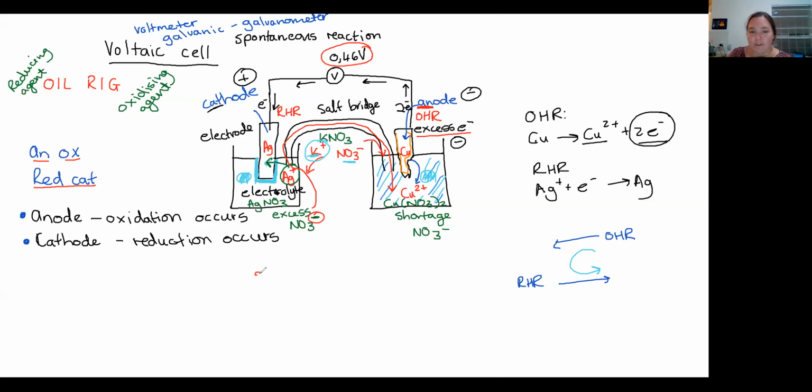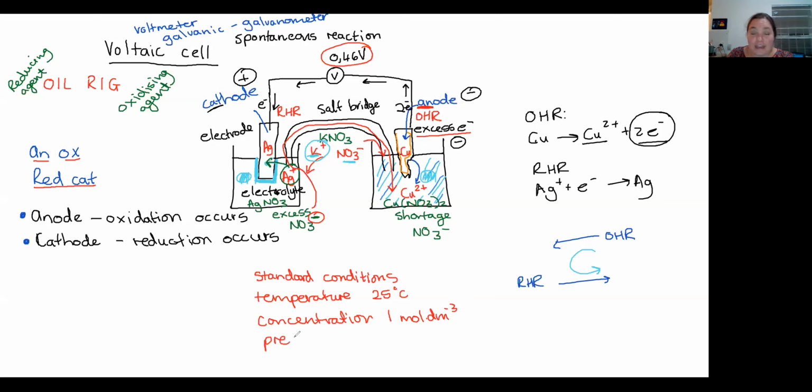Those conditions, and this is where I'm finishing off today, are called the standard conditions. And in the standard conditions, our temperature is 25 degrees Celsius. Our concentration of any electrolyte here is 1 mole per decimeter cubed. And the pressure of any gases, we haven't really had examples with gases, but we will get there. The pressure of any gases is 1 atmosphere or 101.3 kilopascals of pressure. So this idea is the starting point that we work from.